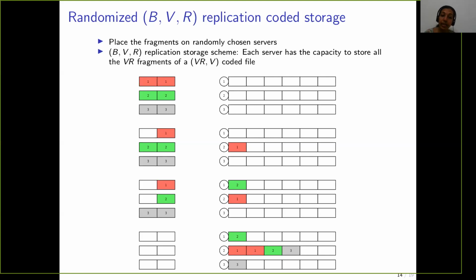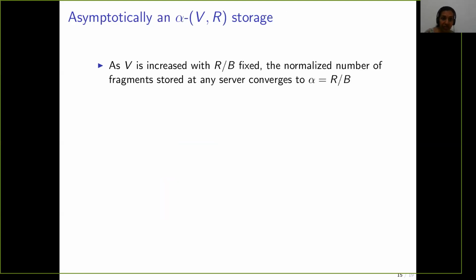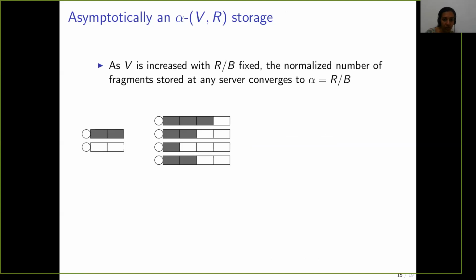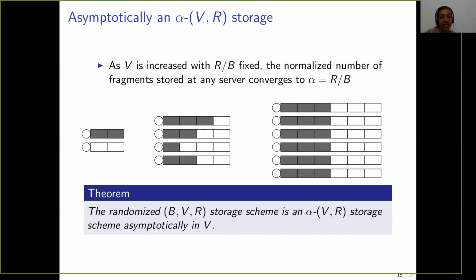So we already know that the setting that we are considering is that of a memory constrained server system. So why are we interested in this randomized BVR replication coded storage? We are interested in this system because when we increase the number of fragments, with the fraction R by B fixed, as we show in this picture, we will see that the normalized number of fragments which is stored at any server converges to the factor R by B. That is, the randomized BVR storage scheme is an alpha VR storage scheme asymptotically in V. And this convergence, we can show it in an almost sure sense.